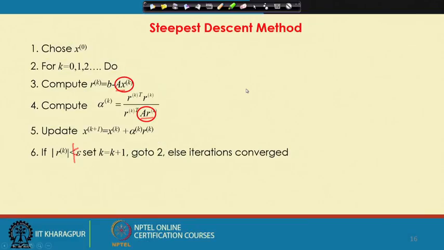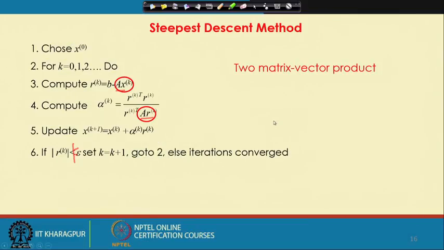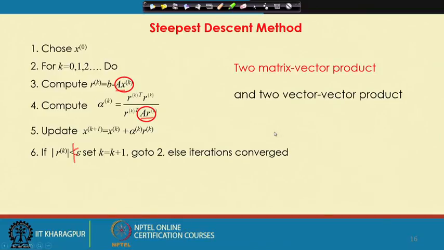So, you need to modify this algorithm. You have seen that there are two matrix vector multiplications and two vector products. The vector products are r k transpose r k and r k transpose A r k, where A r k is again a vector. However, they are less time consuming, because if there are 10 to the power 6 rows, then only 10 to the power 6 operations are there.